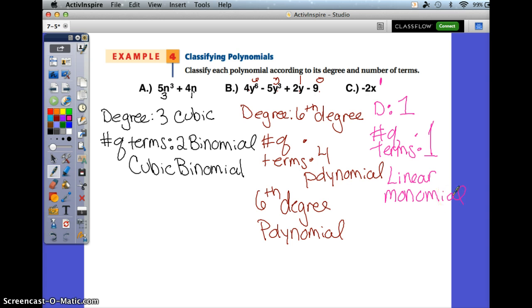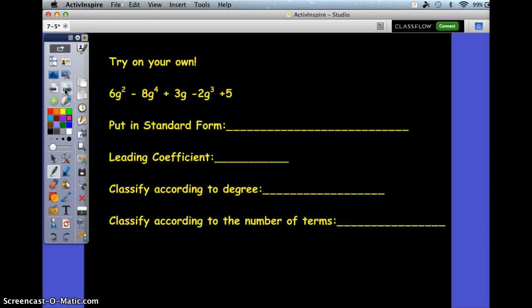You're going to need to be classifying things here. Please try these on your own, just at the bottom of your note guide. Hit pause.